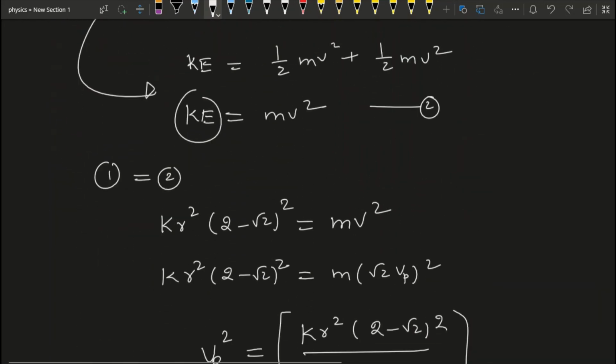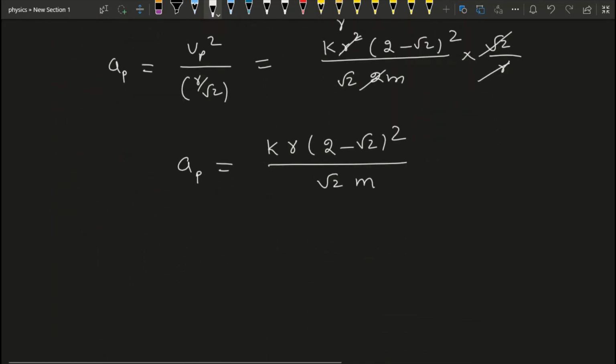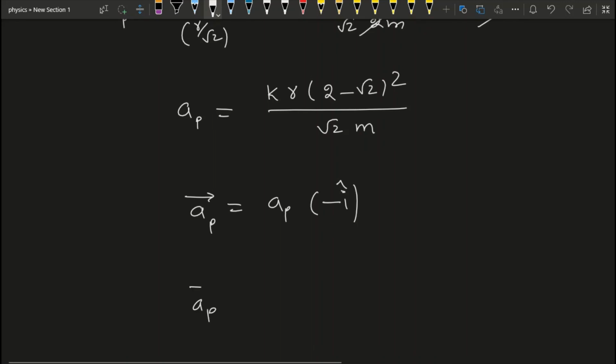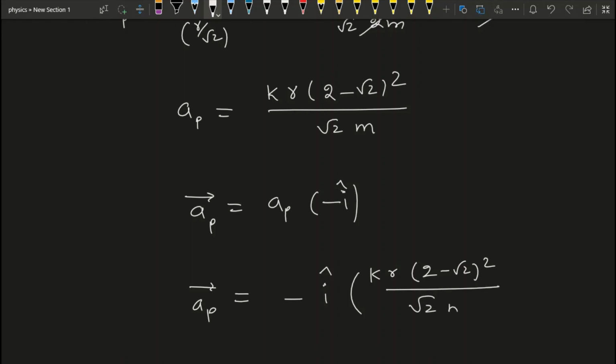So I can write in vector form, the acceleration of the point of intersection is the magnitude of the vector and the unit vector in the direction minus i cap. So I can write the acceleration of the point P as minus i cap into kr into 2 minus root 2 whole square divided by square root 2 into m. So this is the final answer for the problem.